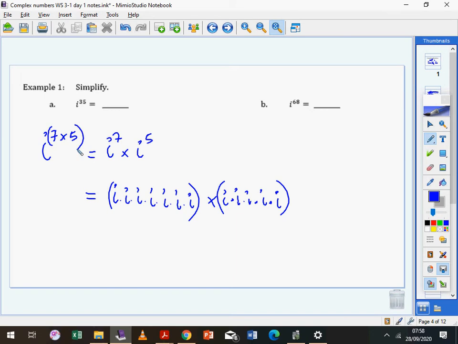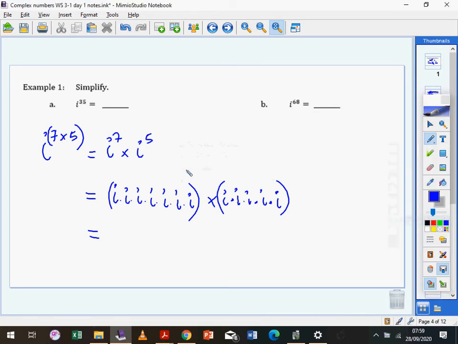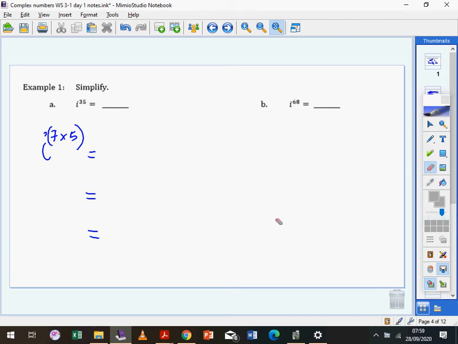i to the 7 can also be written as i. Wait, what am I doing? Sorry, this is not true. Ignoring the rules of exponents. So, i to the 30, remember, if I am multiplying exponents, then I'm adding the powers. So I can write i to the 30 as i to the 30 times i to the 5, right?